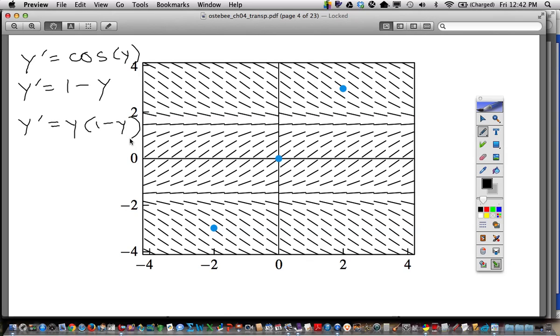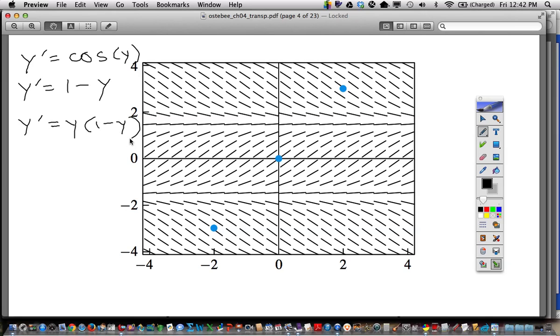Then you pick a point. This point right here, 0, is always a good one to plug in. So here y is 0. You do cosine of 0, that's 1. Looks like y prime would be 1, the slope. Put a 0 in here: 1 minus 0 is 1. Oh, okay, so that's a possibility. Put a 0 in here: you'd have 0 times 1, which is 0. Definitely the slope is not 0, so you eliminated this one.